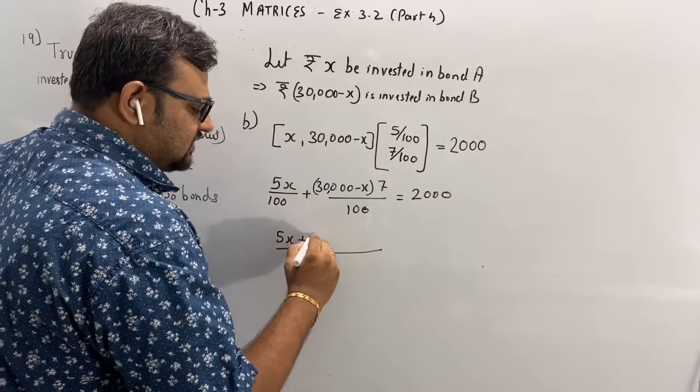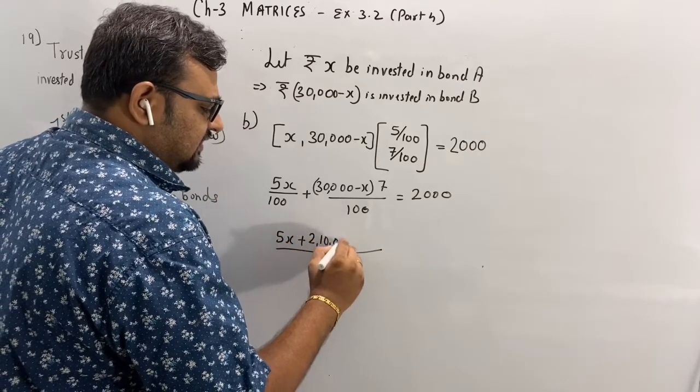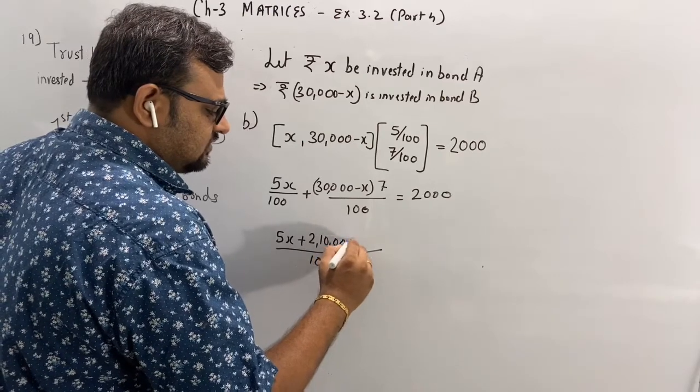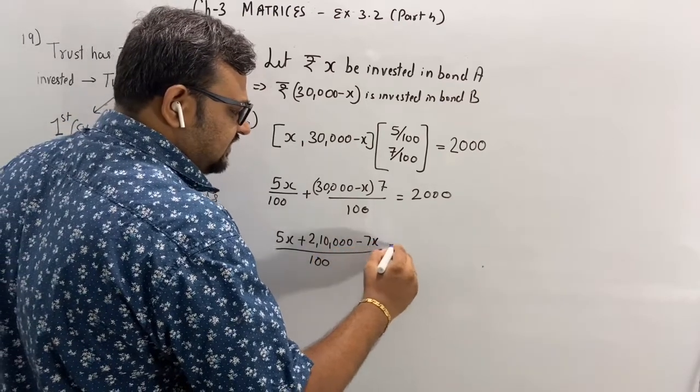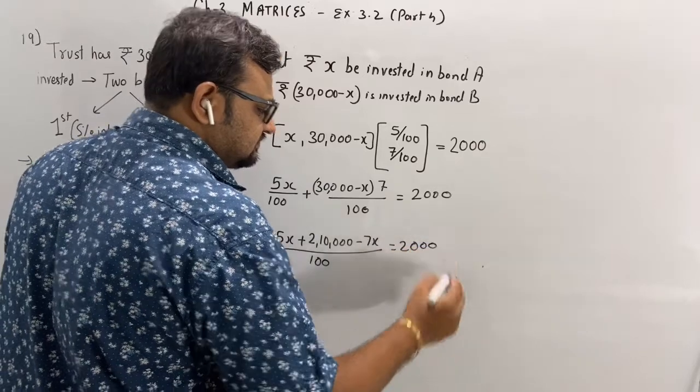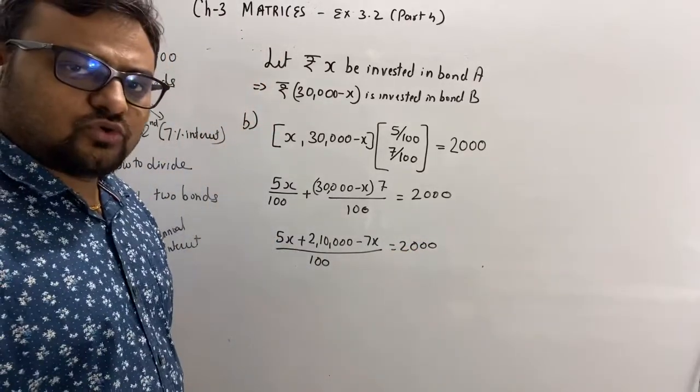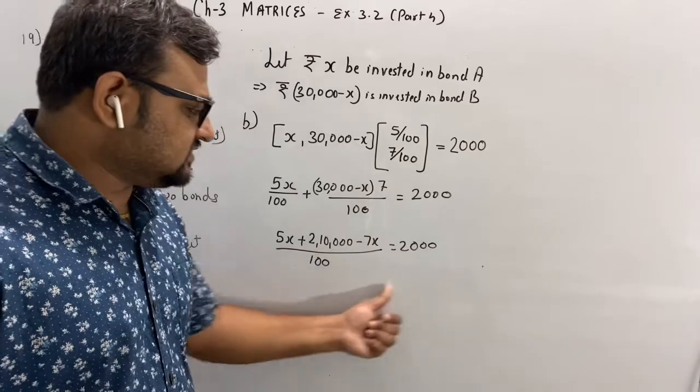5x plus 2,10,000 minus 7x equal to 2000. Let's take 100 on this side.